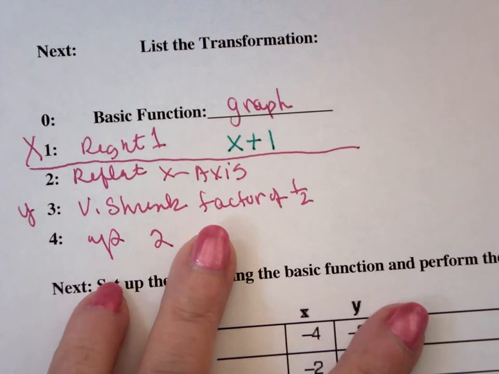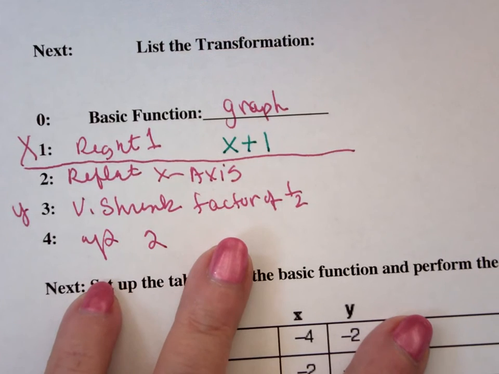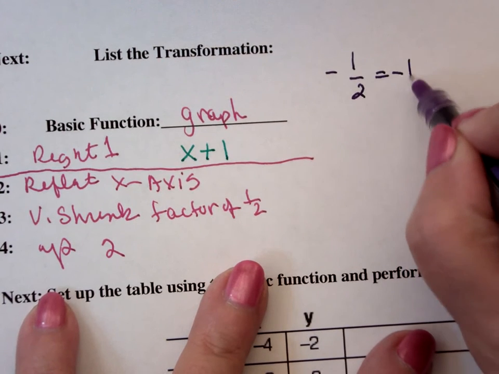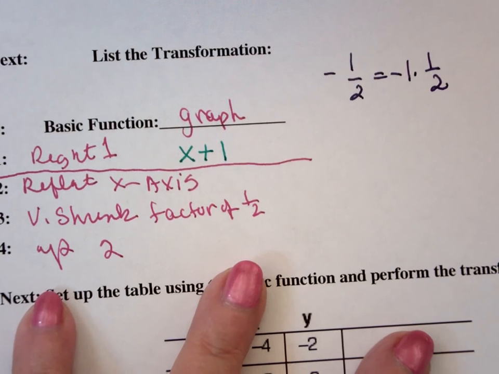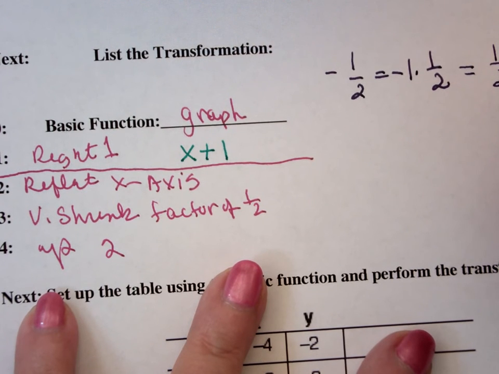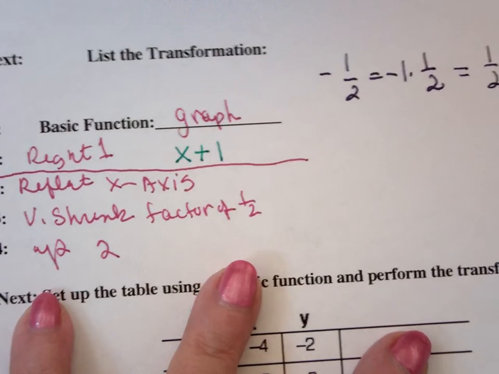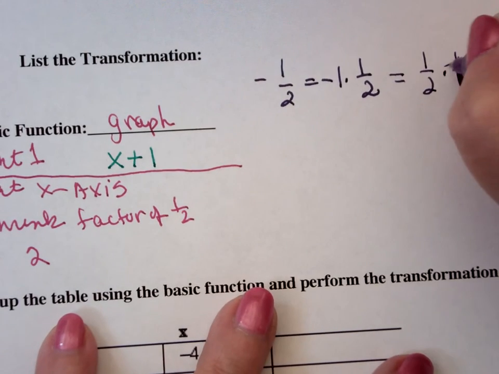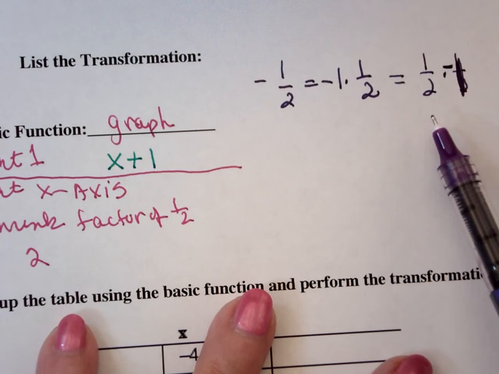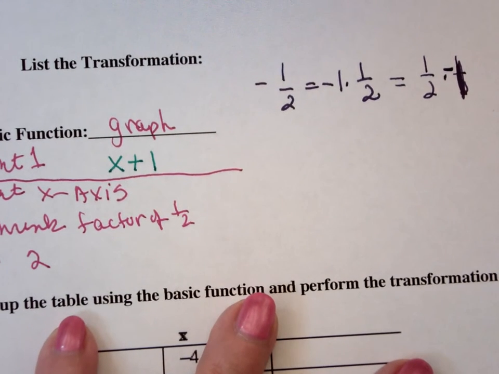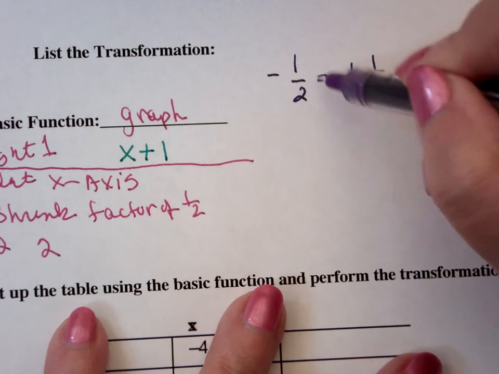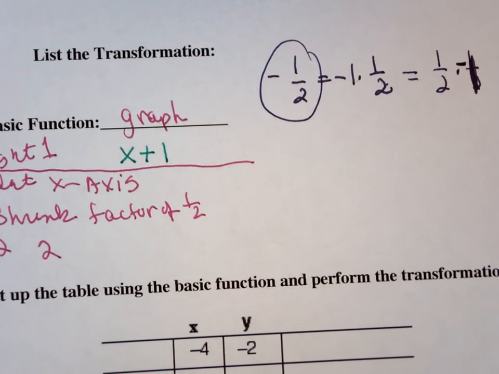Now, here's the thing. It doesn't matter whether I have a reflect or the shrink first. And you're going to say, well, why is that? If I have a minus 1 half, this is minus 1 times positive 1 half. It's the same as if I write 1 half times minus 1. So this says reflect first, then shrink. This says shrink first, then reflect. So it doesn't matter what order you put them in. The nice thing is, these two multiply together to get negative 1/2. So I have a twofer when I go to perform it.